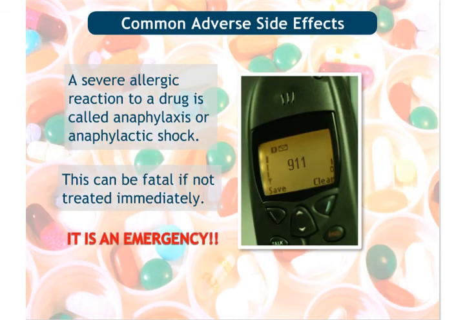A severe allergic reaction to a drug is called anaphylaxis, or anaphylactic shock. In this state, a person may lose consciousness and his or her body systems will slow. This can begin with sneezing or mild shortness of breath and then rapidly progress to wheezing or inability to breathe, a severe drop in blood pressure, and a weak, thready pulse. Though rare, this is a life-threatening situation. This can be fatal if not treated immediately. It is an emergency. Call 911.